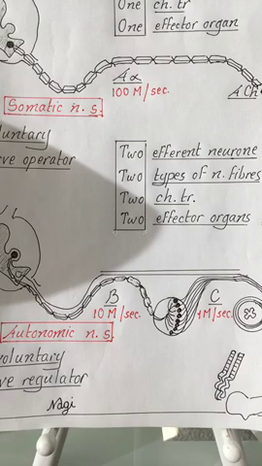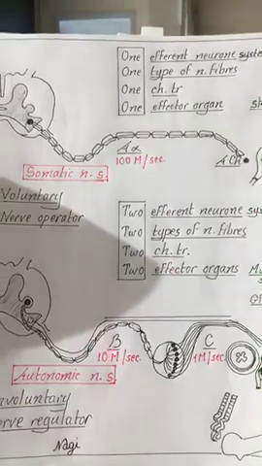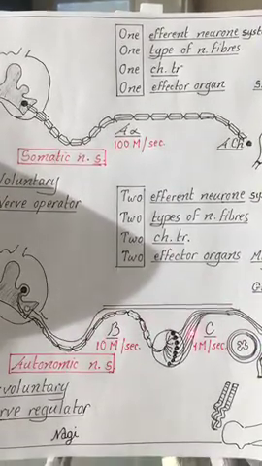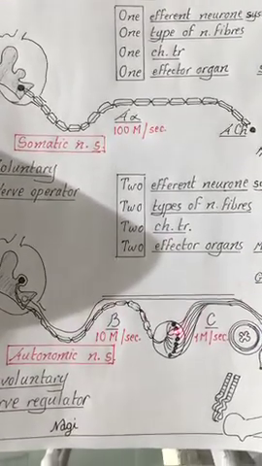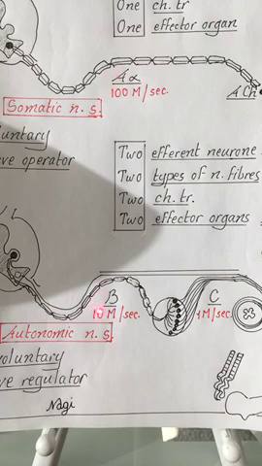For easy memorizing of the conduction velocity of the three types of nerve fibers A, B, and C, they are 100 meters per second, 10 meters per second, 1 meter per second. So 100 meters for A, 10 meters for B, 1 meter for C fibers. I think this is a very easy way to remember the conduction velocity. A, B, C, 100, 10, 1 meter per second.